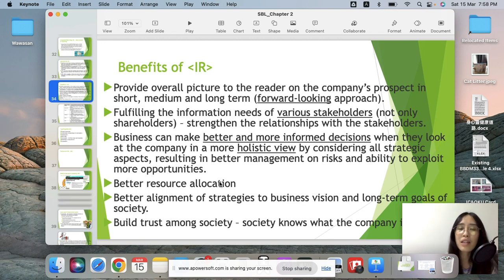Eventually, because our stakeholders trust us due to the information we have provided to them, the trust can be built among the societies, and the company will be able to get the stakeholders' support when they are making a certain decisions. So I hope this will help you understand, giving you a brief idea and introduction about integrated reporting.